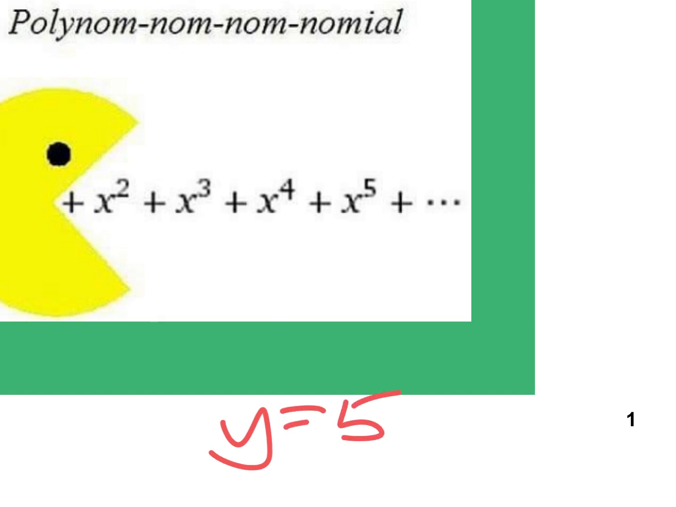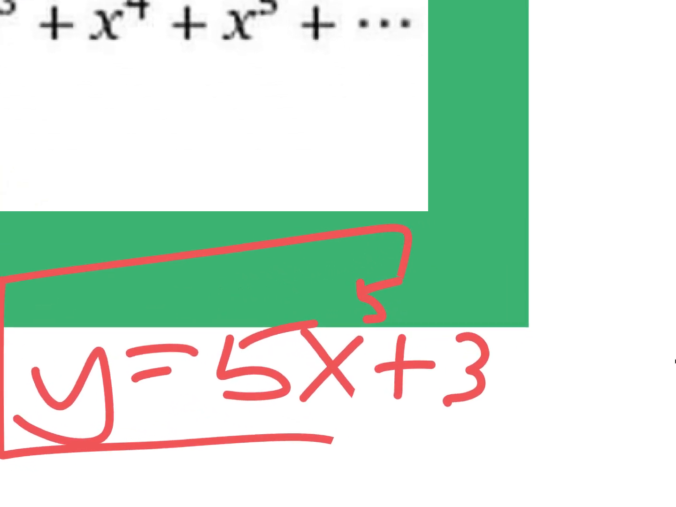That seems kind of lame. Seems like there should be at least 2 to be a polynomial, but the fact is you can be just y equals 5. What if I make it 5x? Is it still a polynomial? Yep. What if I make it 5x plus 3? Then it's still a polynomial. What if I make it 5x to the 5th? It's still a polynomial. What if I make it 5x to the negative 5th?